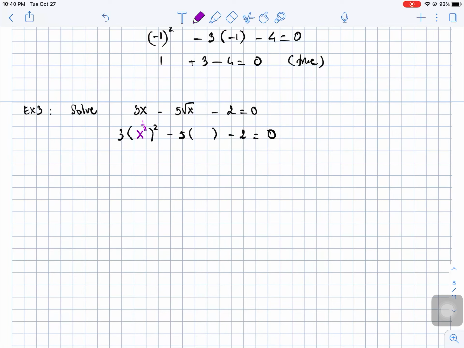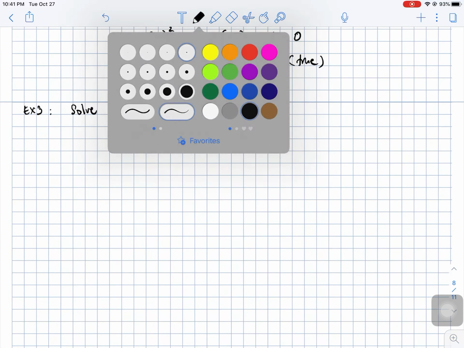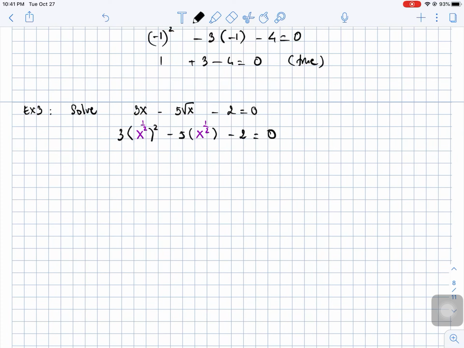So let's think about u squared. So we have 3, right? And then 5u. So 5 of something minus 2 equal to 0. Then to fill in the parentheses, the term has to be x to the 1/2. The reason why is 2 times 1/2 will give us 1.